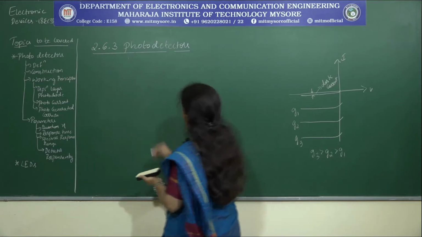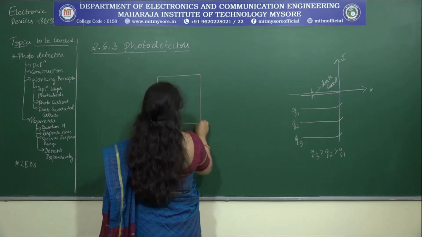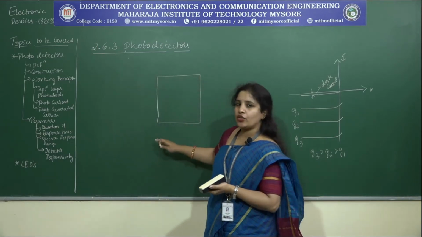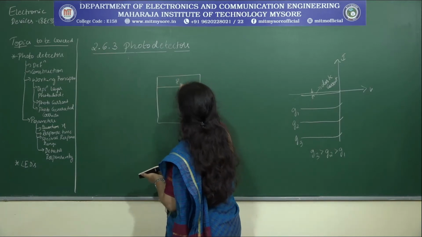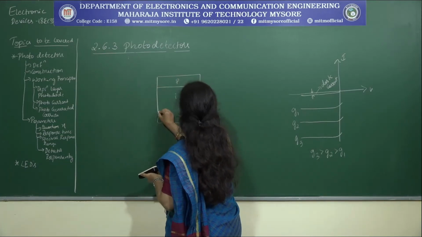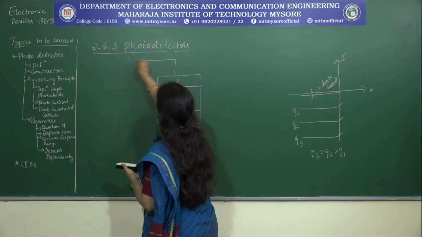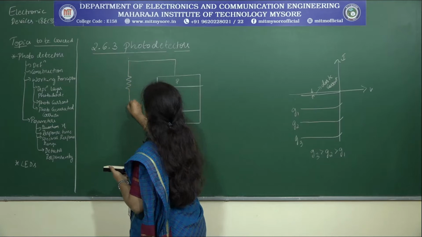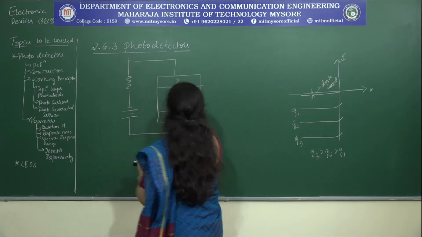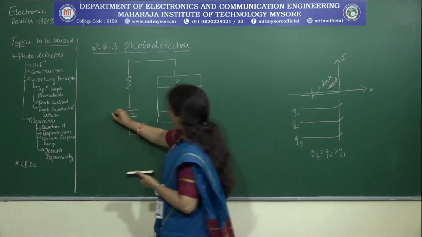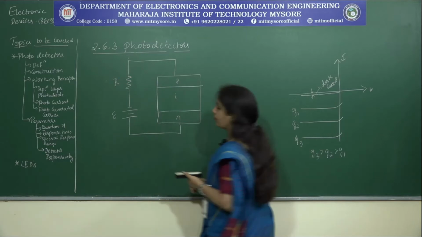Now, let me just change the orientation of the PIN. So, let this be P, let this be I, and let this be N. Done? And then where do I need to connect this P to? A resistor followed by a reverse bias. Let me provide the supply to be as E, this to be as R.